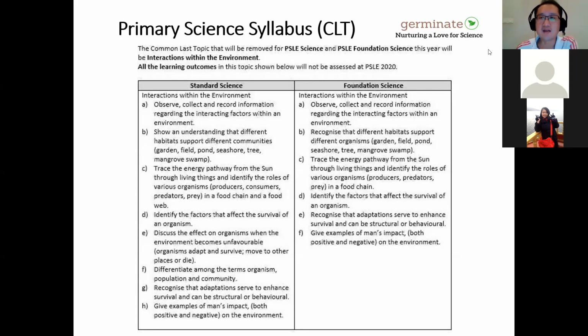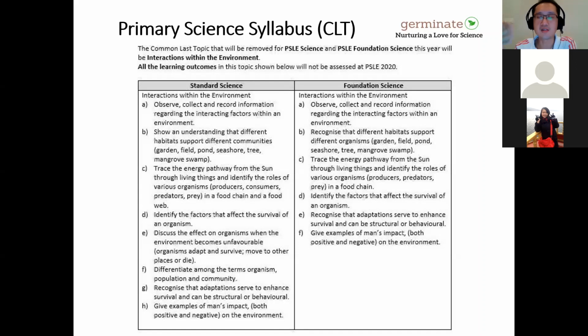Now, I know that some parents may plan to let your child rest or maybe go for a short holiday during or after PSLE. Do take note that even though these last topics are not being tested for PSLE, this is actually prior knowledge for your kids, because it will help them understand more before they go on to secondary school.